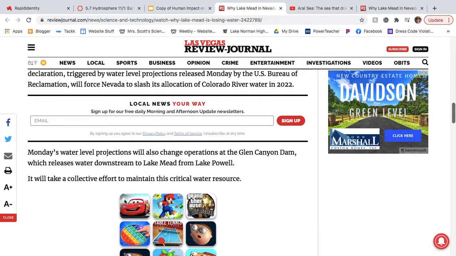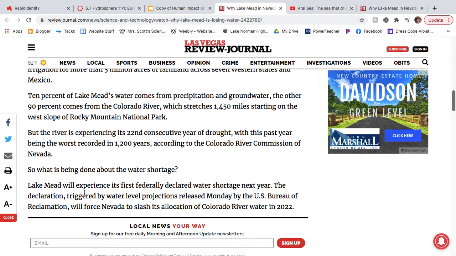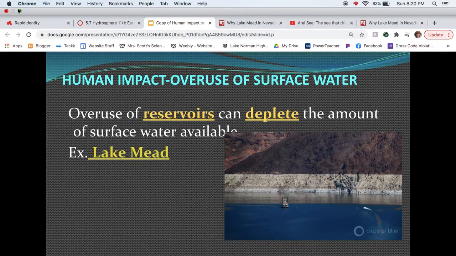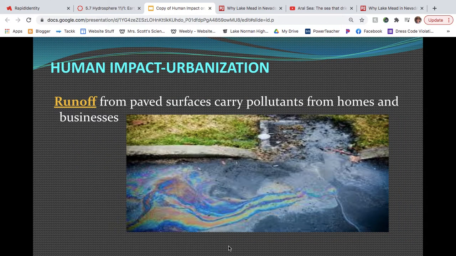So what's being done? This article was posted earlier this year. Lake Mead will likely experience its first federally declared water shortage next year. Basically, the 7 states that primarily pull from the Colorado are going to have to change how much water they're taking out, cutting back on how much is being used so that the reservoir has a chance to regain some of the water it's lost over the years. It happens right here in the good old US of A.